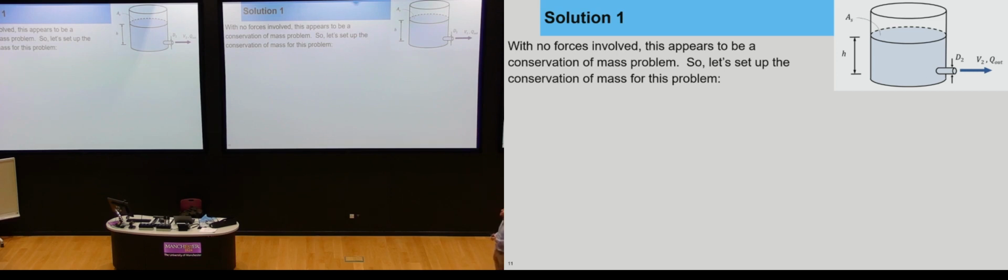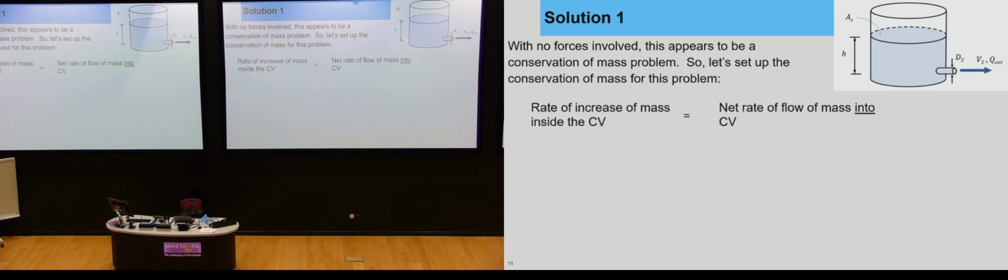So let's set up the conservation of mass for this problem. Now, the principle of the conservation of mass states very clearly that the rate of increase of mass inside our control volume must equal the net rate of flow of mass into the control volume. So we're looking at the rate of increase of mass and the net rate of flow of mass into the control volume. This is a statement of the conservation of mass.